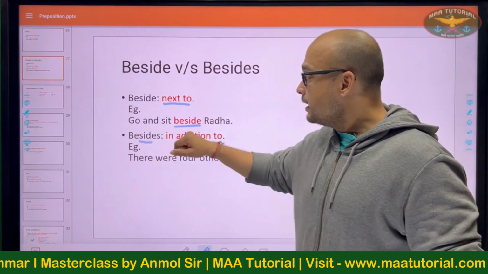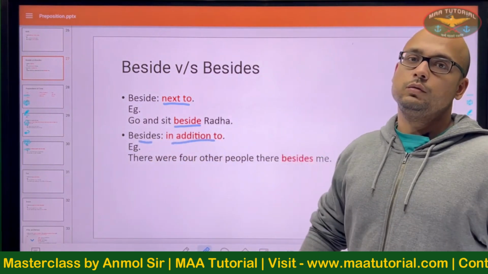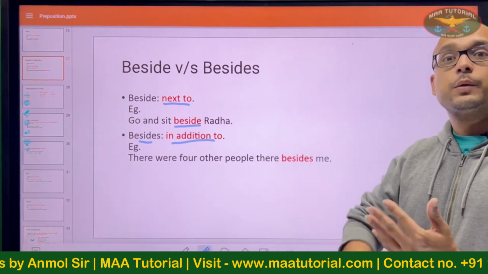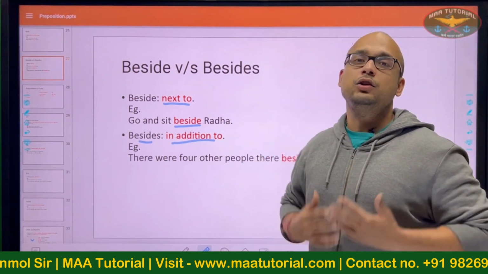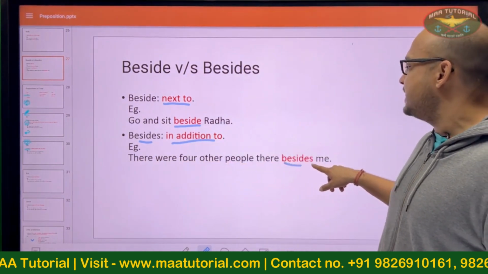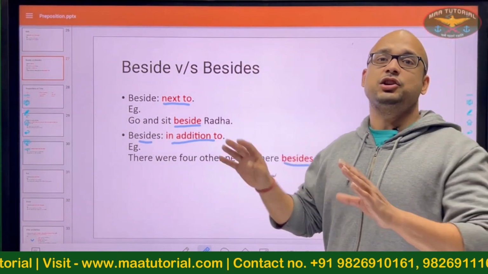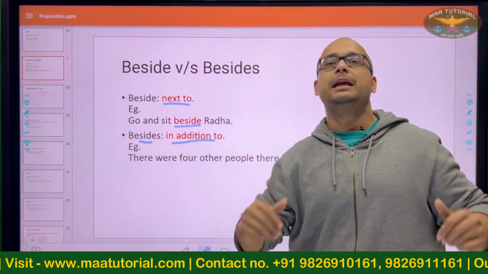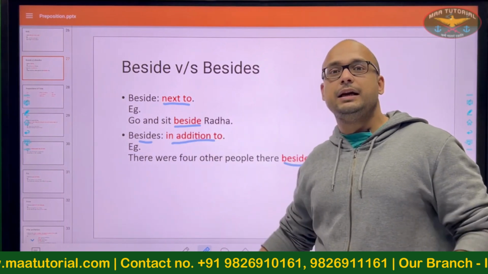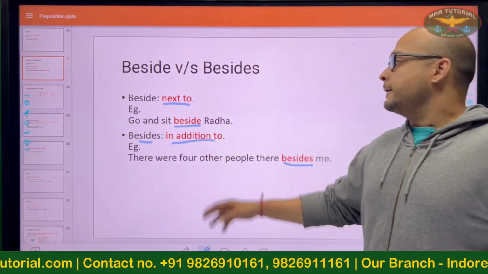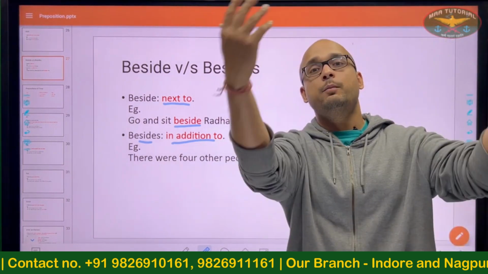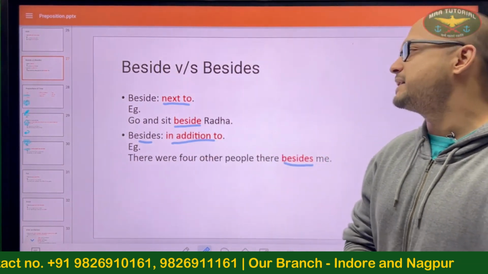And what does besides mean? Besides means in addition to. So when you want to say something more or add something more to something, then you will use the word besides. There were 4 other people there besides me. Besides me, in addition to me, apart from me, there were 4 other people there. That is what besides means. So beside without the S means next to, physically next to, touching someone, sit beside Radha. And besides means in addition to, apart from something, there were more things, then we use the word besides.